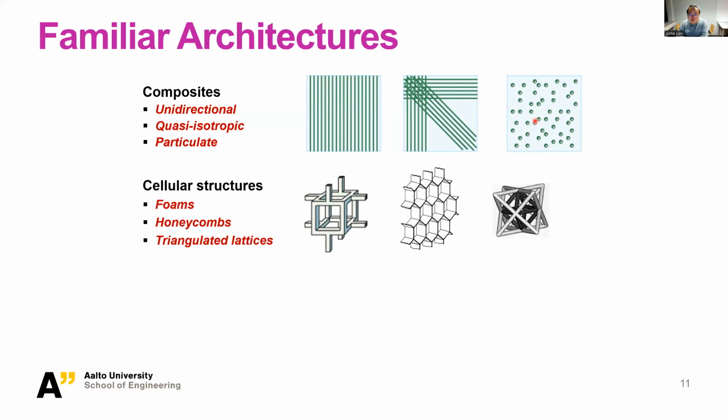And for cellular structures, we also have foams, honeycombs, and triangulated lattices. They're just listed here. So this is basically foams. You have learned this from the book. And a honeycomb is something very popular too, especially in all the different energy absorption systems. And these are the so-called lattice materials. If you have learned something about additive manufacturing, it is very good for producing lattice materials.